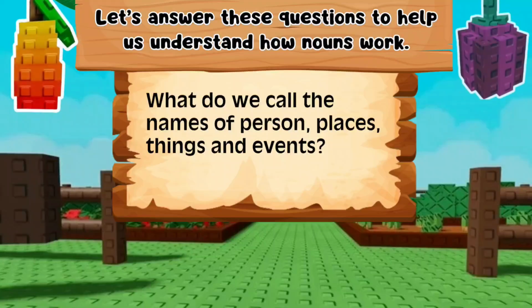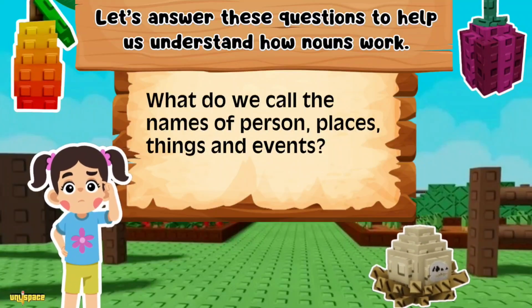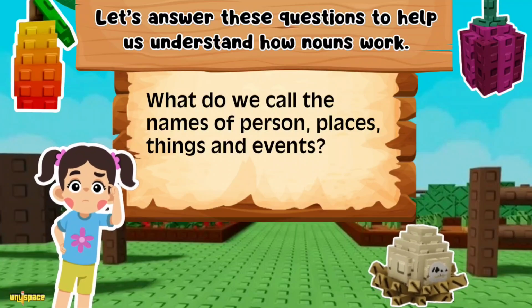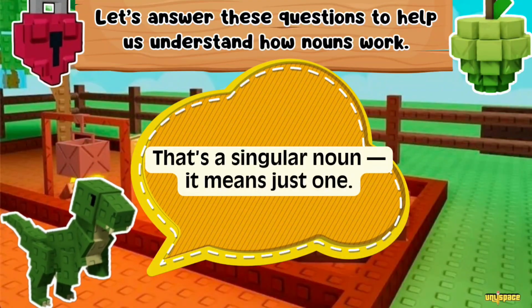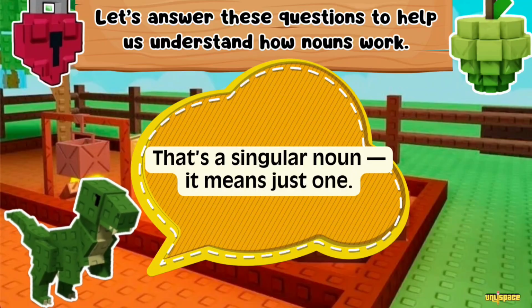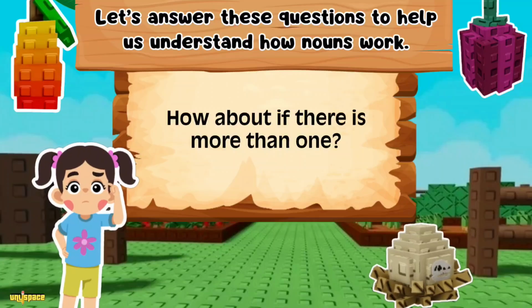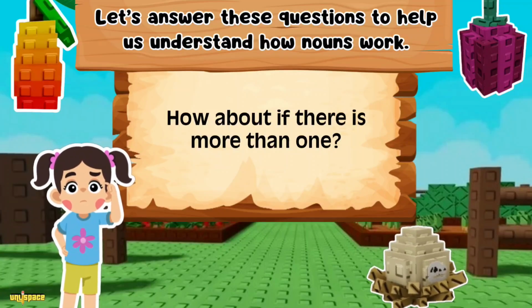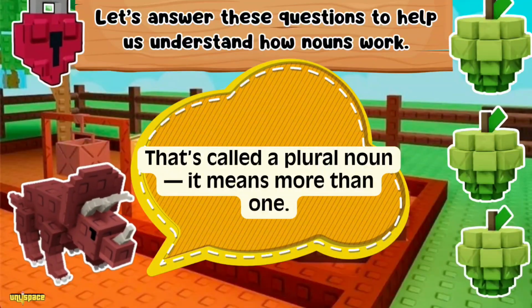Let's answer these questions to help us understand how nouns work. What do we call the names of person, places, things, and events? That's a singular noun. It means just one. How about if there is more than one? That's called a plural noun. It means more than one.